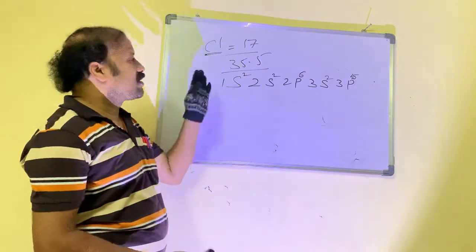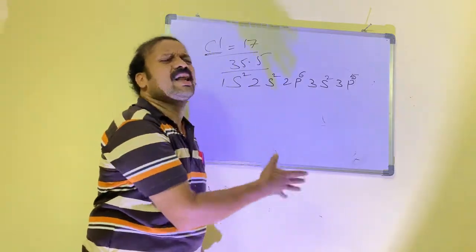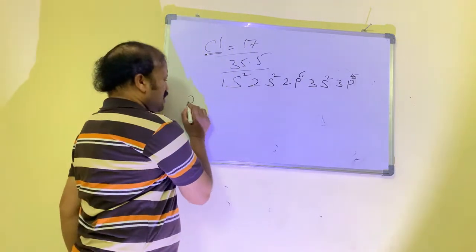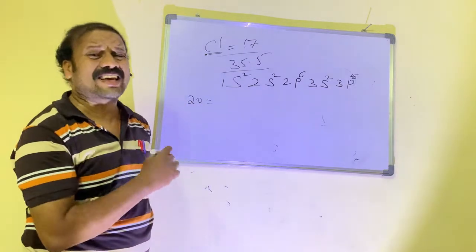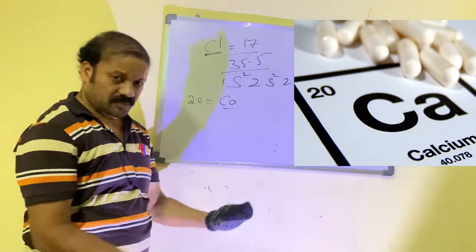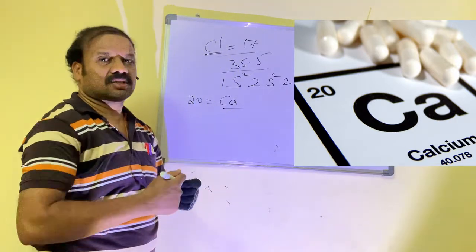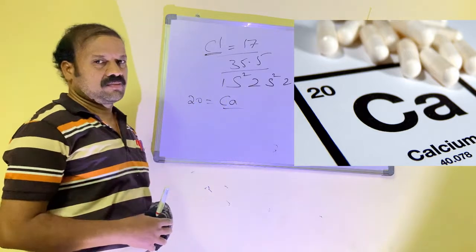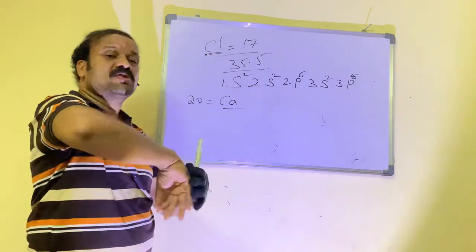How to find out electronic configuration of any element like this? Suppose number 20. What is the number 20? That is calcium, Ca. Do you know about calcium? It's the strongest for the bone. It's giving power. Without calcium, bones are not strong.